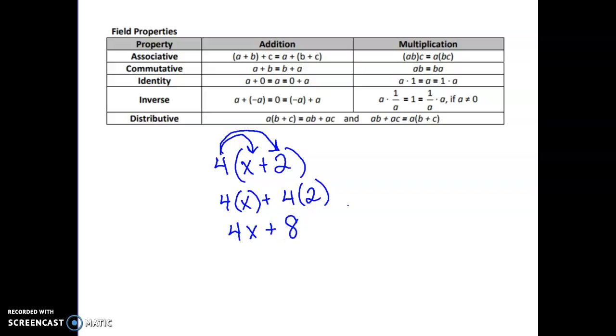So we've been doing a lot with the distributive property. We could also have negative 3 times x plus 6. This would be negative 3x, and then negative 3 times 6 would be negative 18. So we would distribute the negative 3.